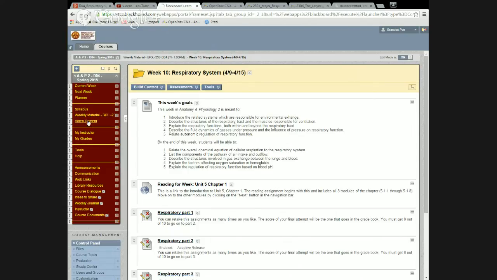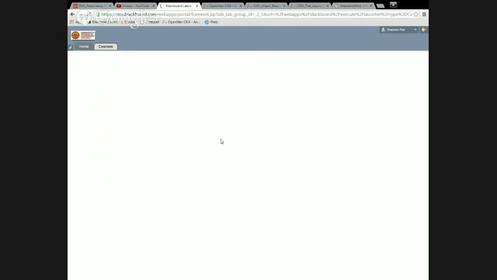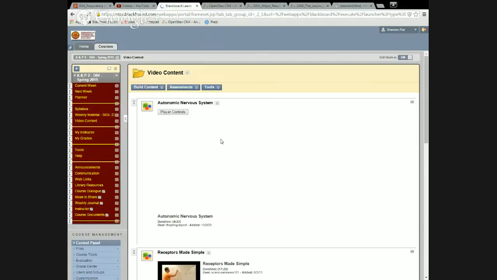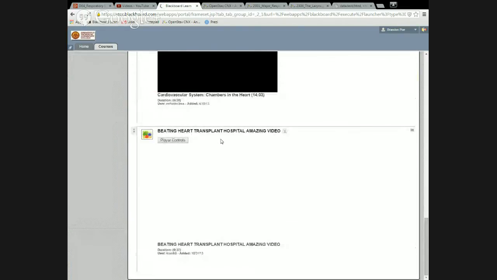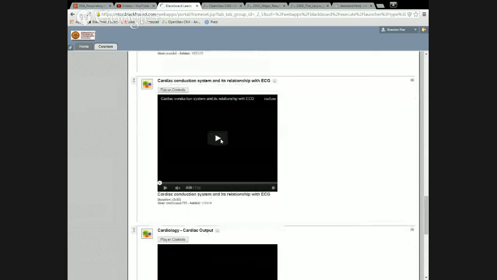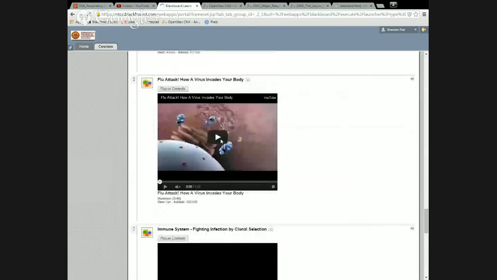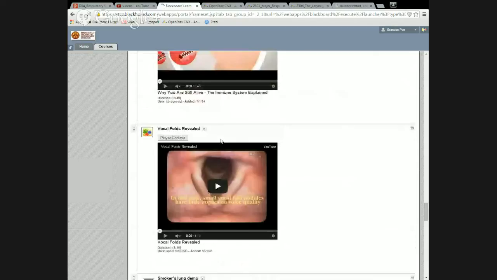Where am I? Put that in the video content section here. If we scroll down through immune system, there we go. This video here is on YouTube if you'd like to watch it in more depth. It's called Vocal Folds Revealed. I don't know why it's called that. I mean, it's revealing the vocal folds, I certainly understand that, but I would probably prefer to put a more descriptive name on it.